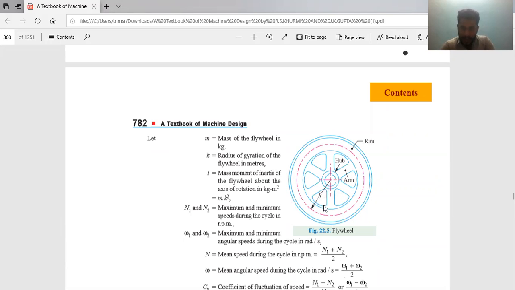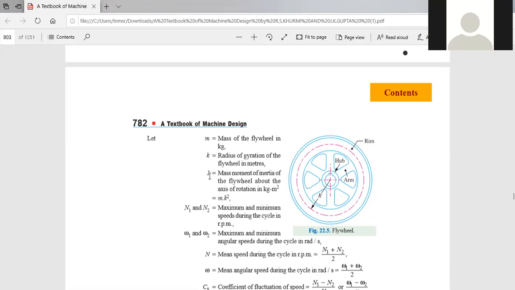What is capital R? Capital R is the mean radius of the rim. Now, what is M? Say M is the mass of the flywheel in kg. Small k is the radius of gyration of the flywheel, and small k is equal to R. What is I? I is the mass moment of inertia of the flywheel and is given by m into k square. Already you have studied this concept in mechanics.